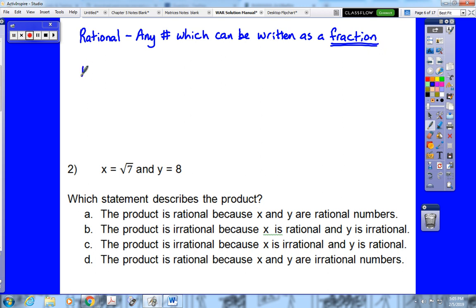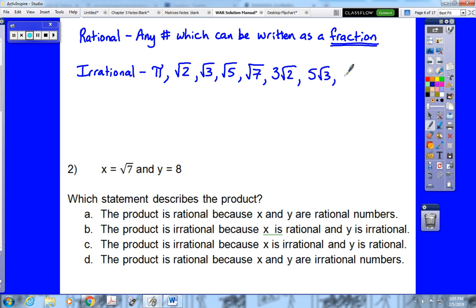Okay? And then we have our irrational numbers. Now, irrational, in terms of this test, are going to be pi and any square root that does not reduce. So just off the top of my head, here are a few. Now keep in mind that those could have numbers in front of them too, or they could be inside a fraction, in which case that would be irrational as well. Okay? So if we look at x and y, x is irrational, and y is rational.